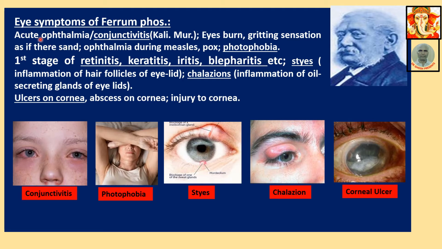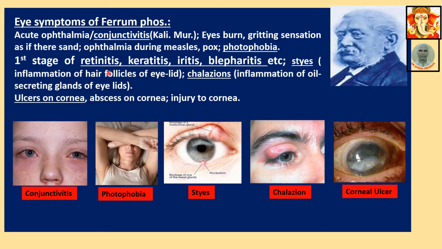Ophthalmia, mind it, is generalized eye inflammation. Conjunctivitis is the inflammation of the conjunctiva. First stage of retinitis, keratitis, iritis, blepharitis. These all are actually part of ophthalmia. Retinitis is the retina, keratitis the cornea, iritis the iris, blepharitis eyelid inflammation, etc.